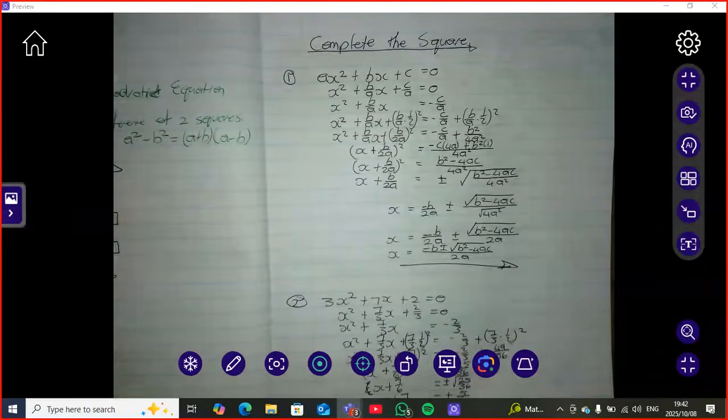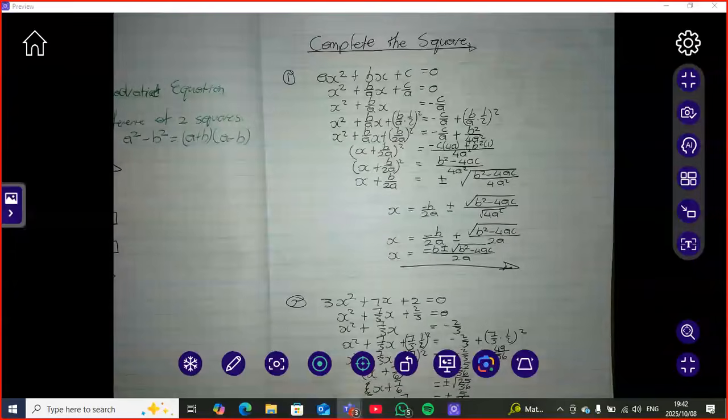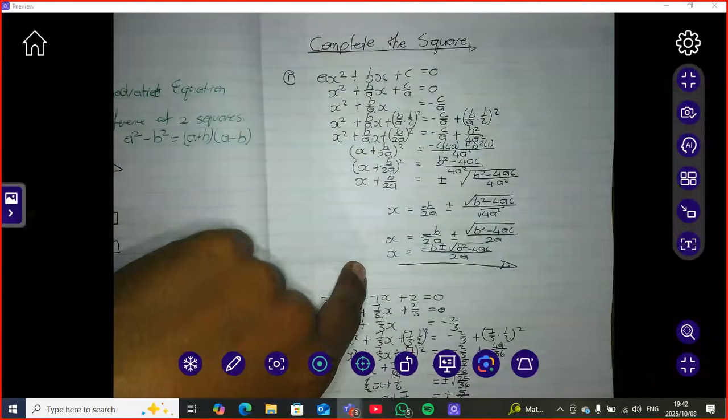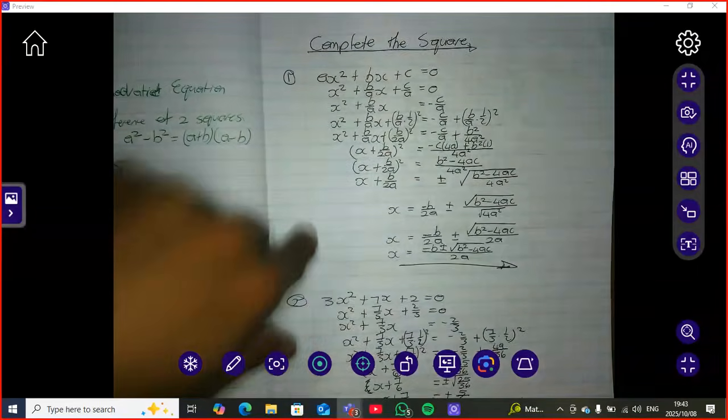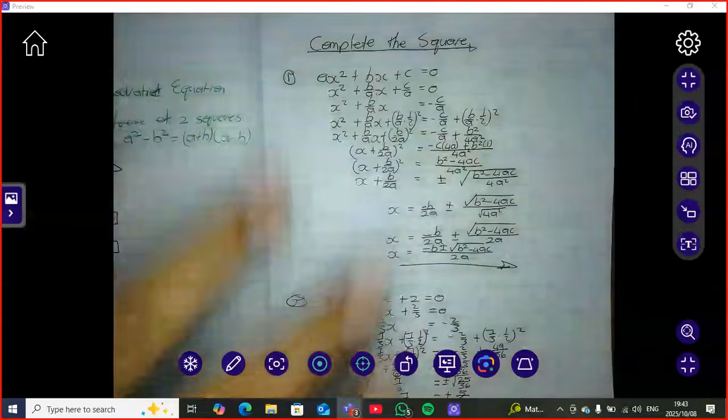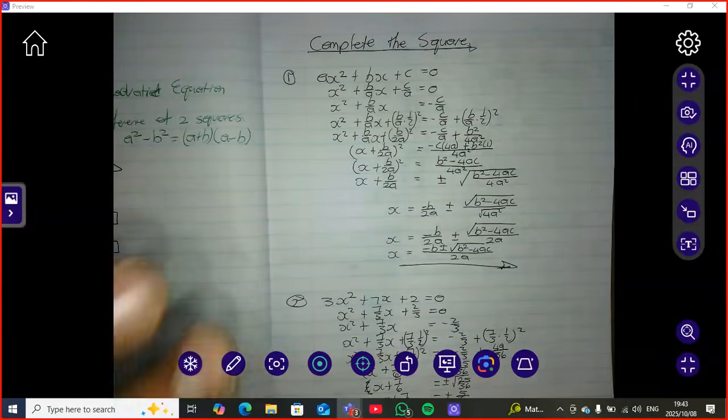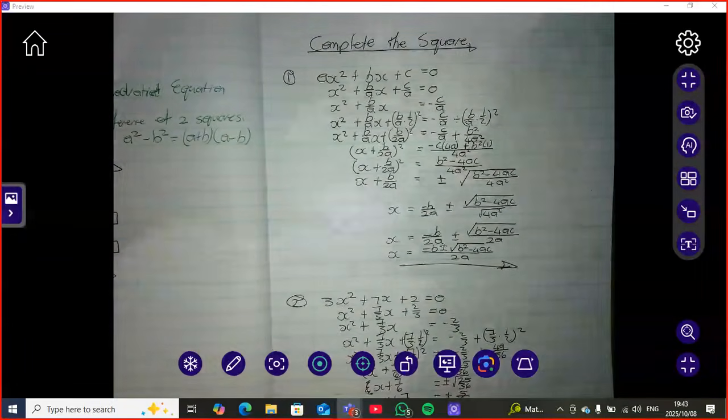I have to redo this video of completing the square because I think something was wrong. I'm not sure, but I want to redo it just for peace of mind. But anyways, let us see what we have here.